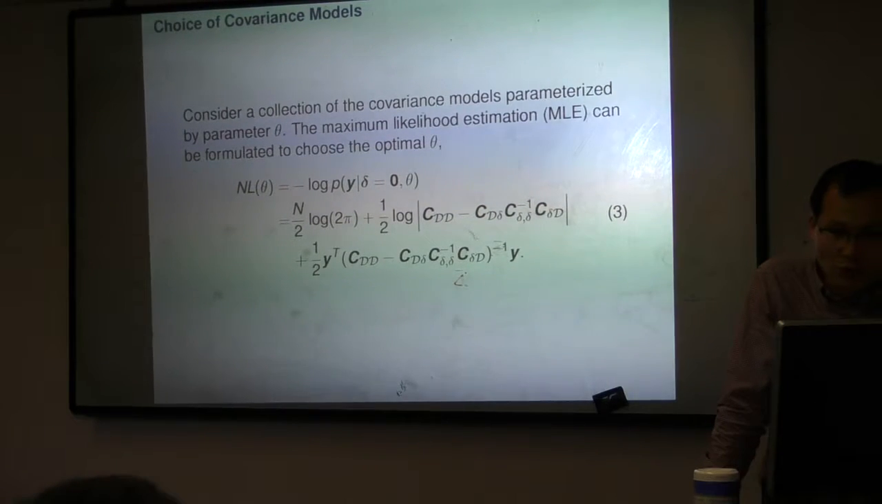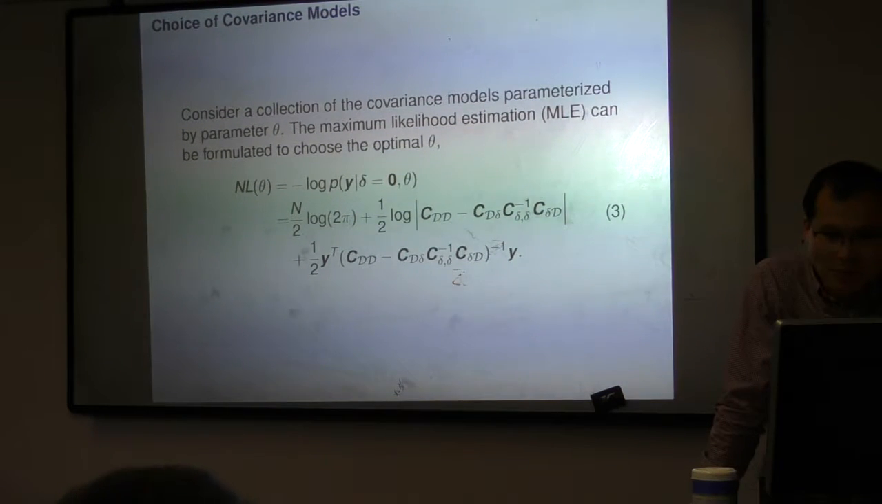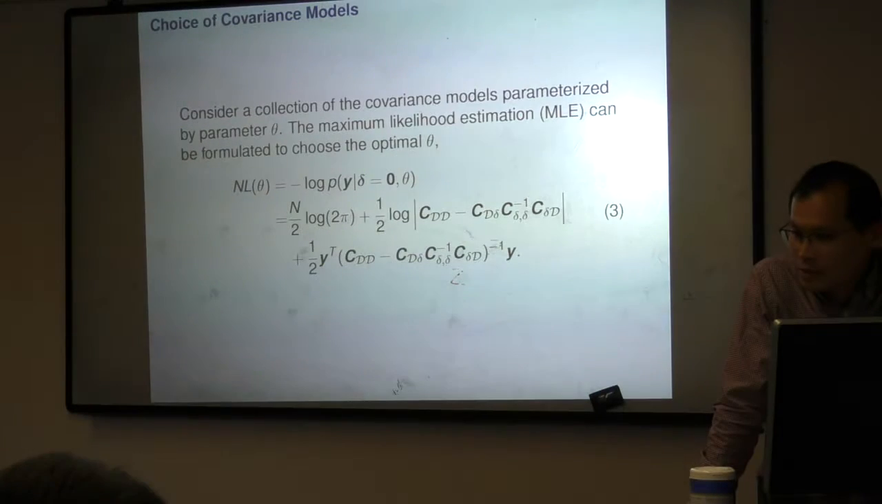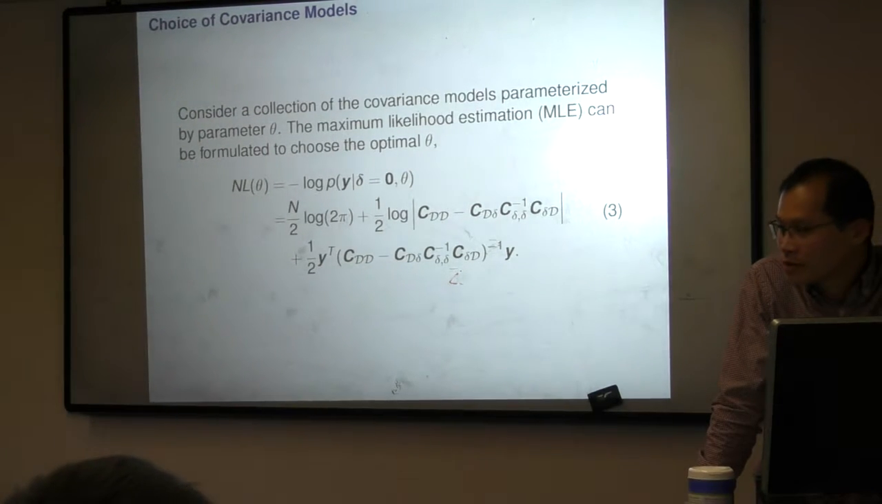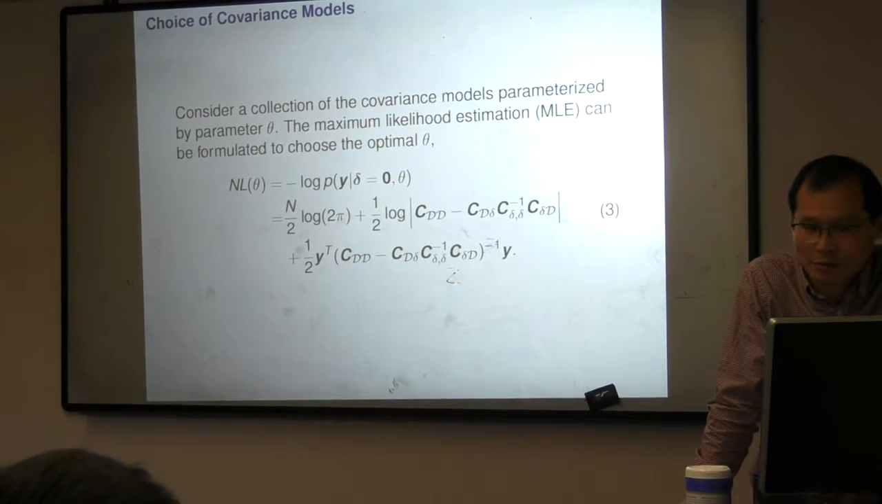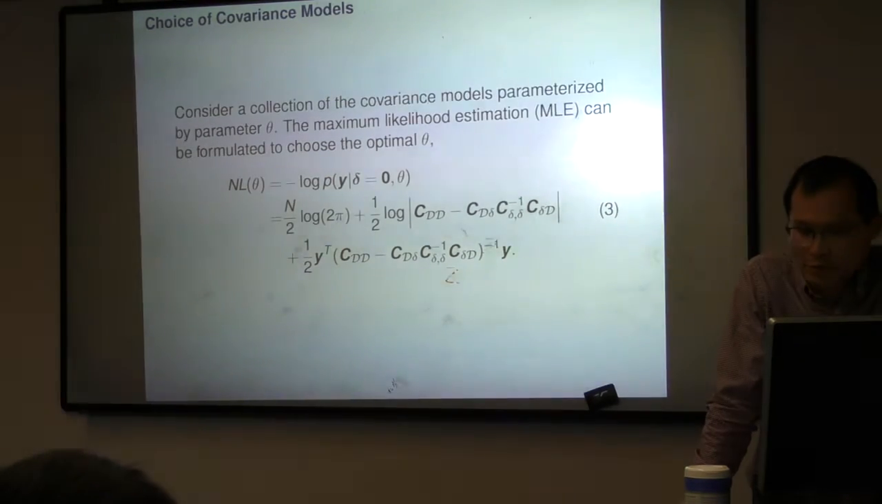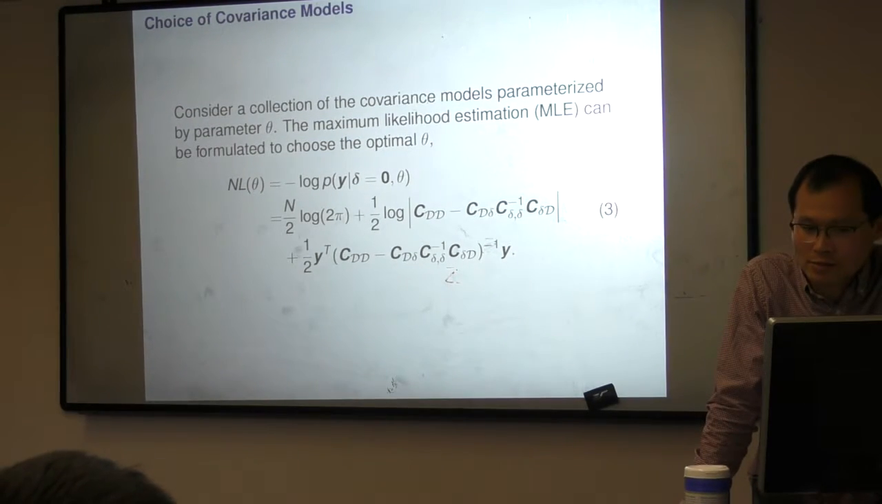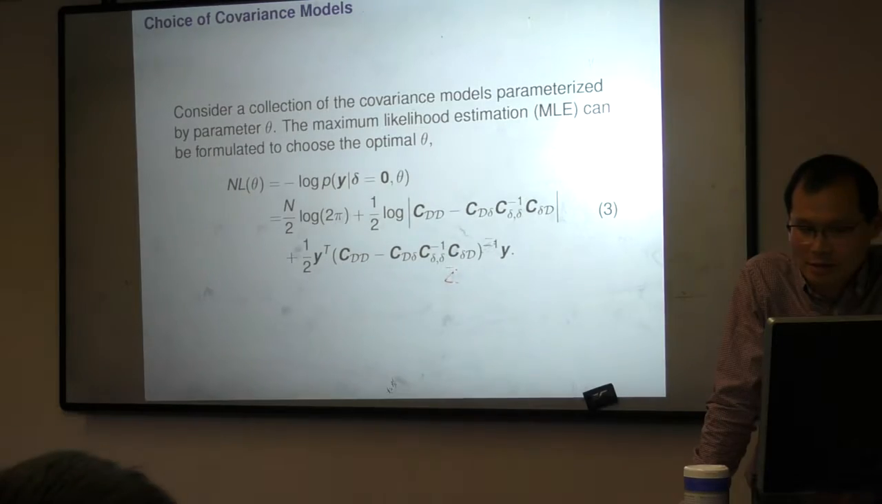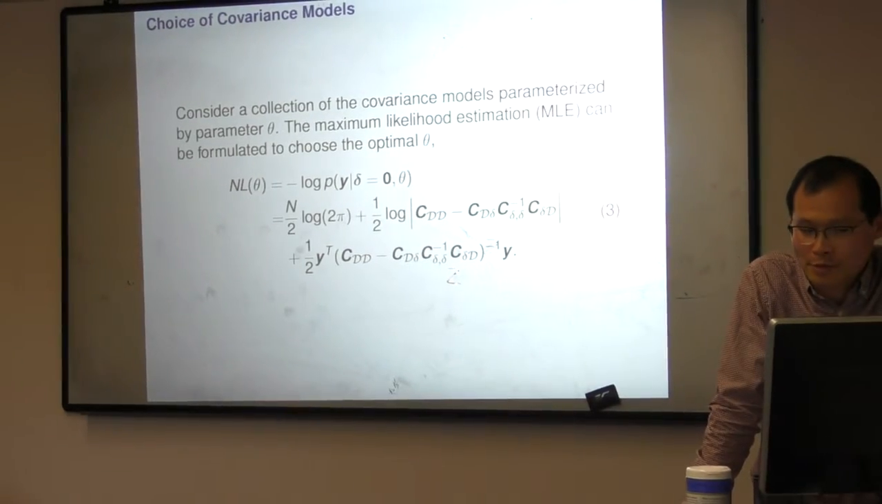The good thing is that this one has the maximum likelihood in closed form, unlike my previous version, and we can learn the hyperparameters of the covariance functions using maximum likelihood estimation. And this is the form of the maximum likelihood.